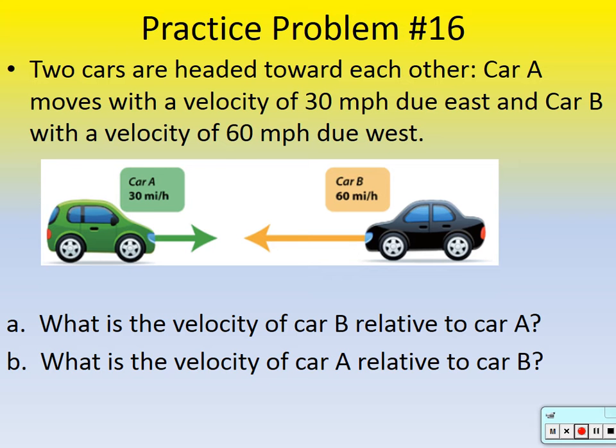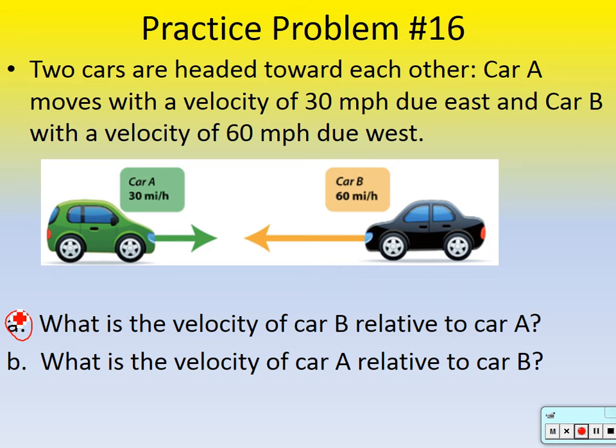I promise you're going to want to pay attention to this. Okay? Practice problem number 16, it says two cars are headed towards each other. Car A moves at the velocity of 30 miles per hour due east. Car B moves at the velocity of 60 due west. Now we've got two parts, A and B. A says, what is the velocity of car B relative to car A? And then part B says, what is the velocity of car A relative to car B?